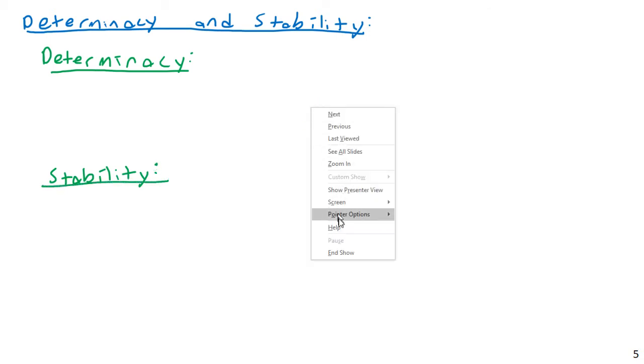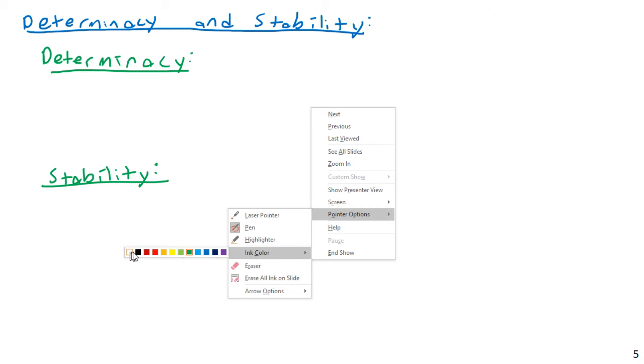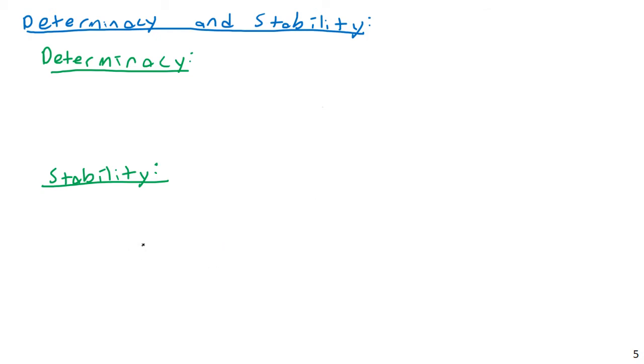So when I say determinacy, what do you think I mean? What kind of determinacy am I looking at? When I say determinant, do I mean that it's just a very difficult problem? Is something determinate or indeterminate if it's a really difficult problem to solve? Statically determinate. Yes, statically determinate.